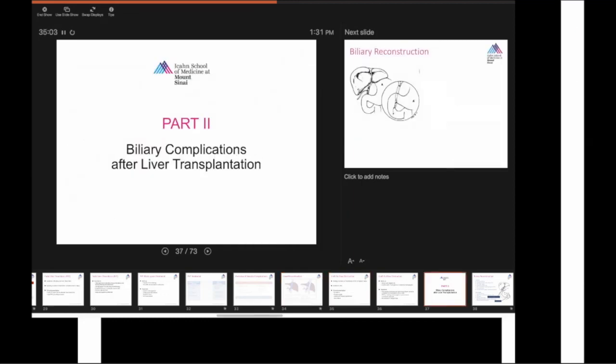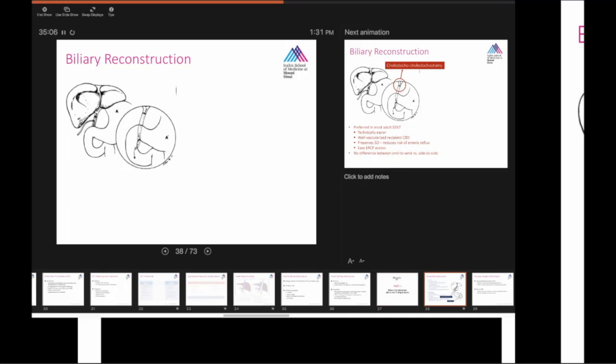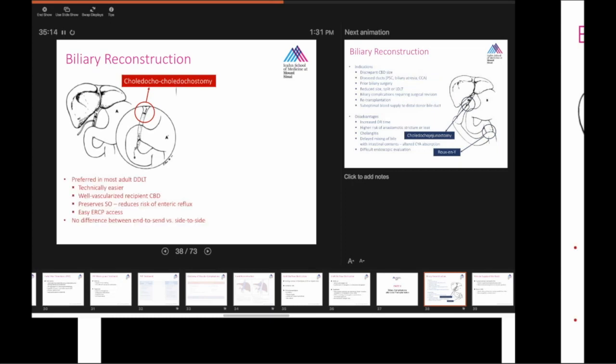All right. So the second part, let's talk about some of the biliary complications. When we talk about biliary complications, we also need to know how the surgeons reconstruct the bile duct. The first one is the popular technique, a choledochocholedochostomy. They anastomose the recipient and donor common bile duct.